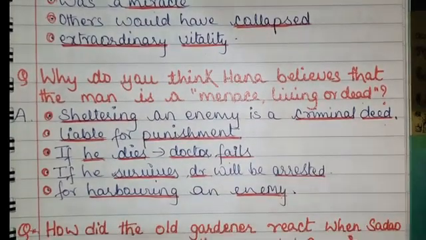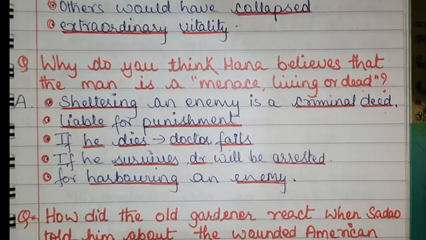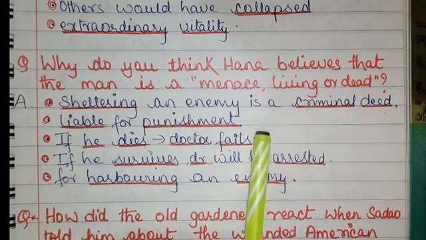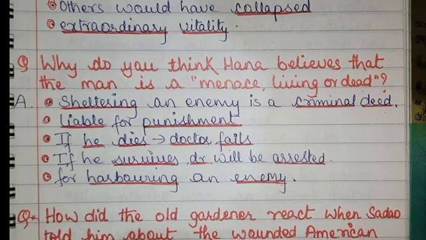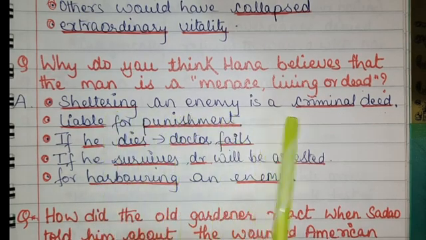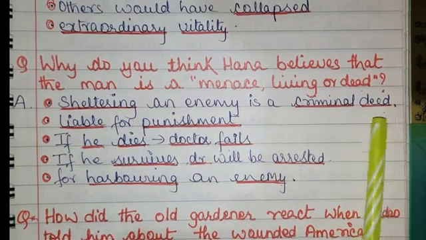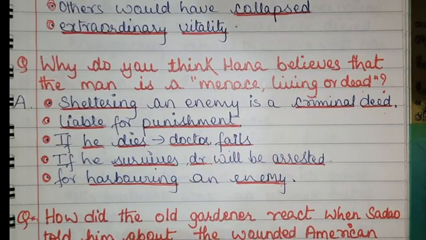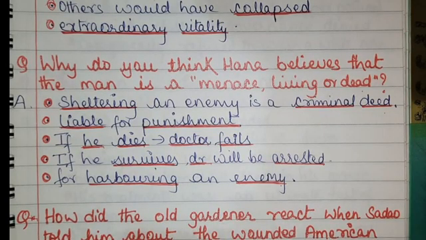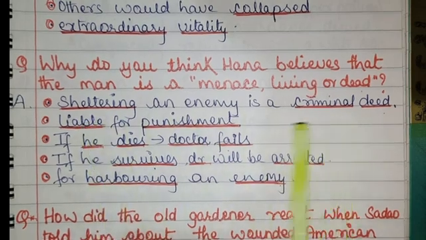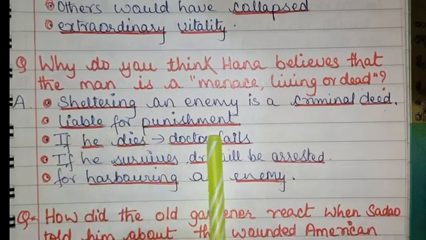Why do you think Hannah believes that the man is a menace, living or dead? See, she is not a cunning lady, as I have told you, and she is not insensitive as well. But when she looked at her children and her beloved husband, at that time she was taken aback. See, sheltering an enemy is a criminal deed. That is true. Even if we Indians try to keep our enemy country's wanted person, then what will happen? We will be liable to be jailed, right? The same thing is happening here. They will be punished according to the law.